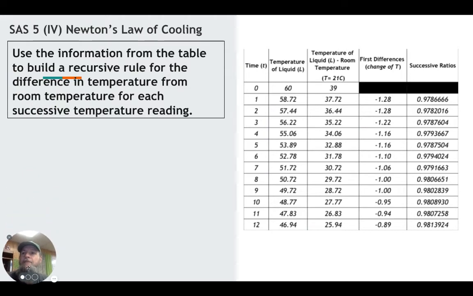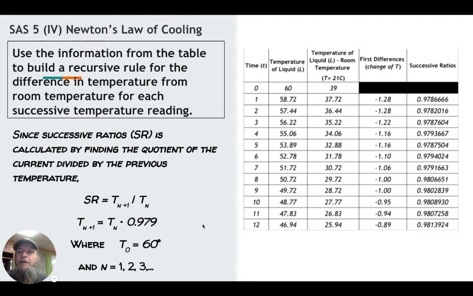Use the information in the table to build a recursive rule for the differences in temperature from room temperature for each successive temperature reading. So, successive ratio is calculated by finding the quotient of the current divided by the previous temperature. The current temperature divided by the previous temperature gives us a successive ratio. We do this for everyone.